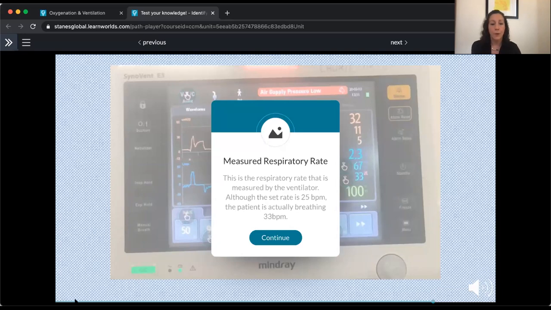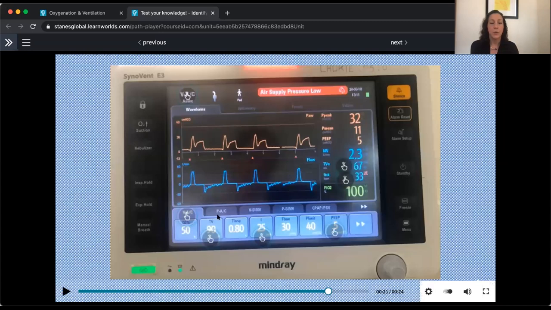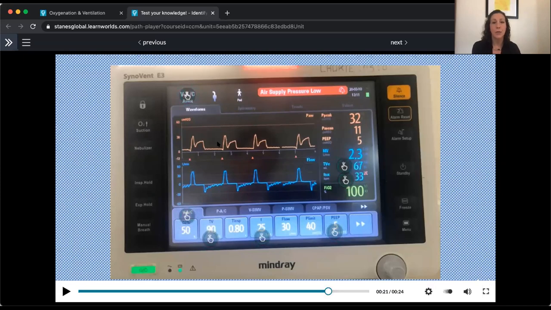So remember, we said in assist control, you can set the rate, but if your patient breathes over, they get a full ventilator breath. So even though we set the rate at 25, this baby is breathing 33. They get 33 mechanical ventilator breaths, 33 times 90 milliliters, okay? They get that volume breath, 33.